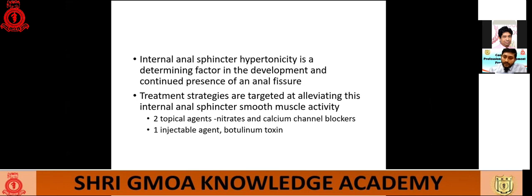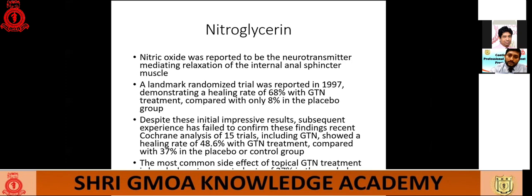So what are the topical agents that can be used for fissures? Mainly we use nitrates and calcium channel blockers, and injectable agents like botulinum toxin can also be used. A bit about GTN: nitric oxide acts as a muscle relaxant, so it relaxes the internal sphincter. There's a landmark trial done in 1997. They compared GTN alone with placebo and showed that it's about 70% successful. But later on, studies say that GTN is not that successful.